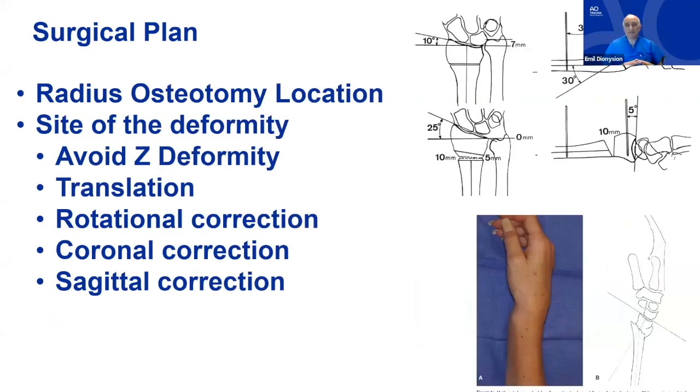For the surgical plan, it's important to know the location of maximum deformity, because you want to do the osteotomy at the location of deformity. If you do the osteotomy somewhere else, then you may develop what's called a Z deformity, or cause translations, which may become problematic. And also we have to remember there may always be a rotational deformity that we might want to correct at the same time as the osteotomy. And also think about the different planes, the coronal correction and the sagittal correction. Most fractures have a component of coronal and sagittal malunion in the deformity.